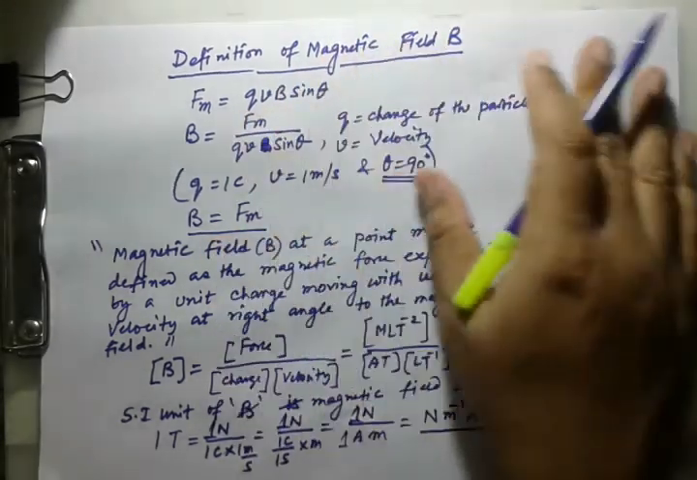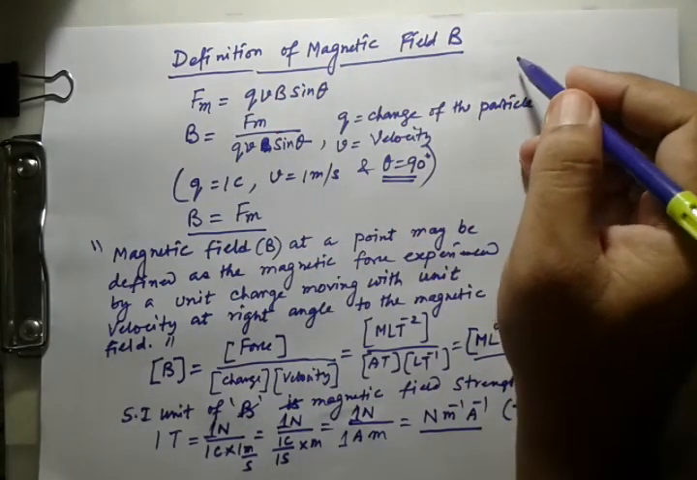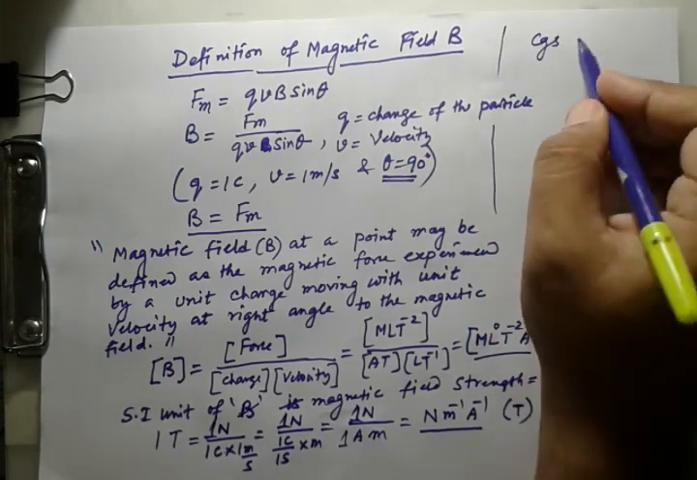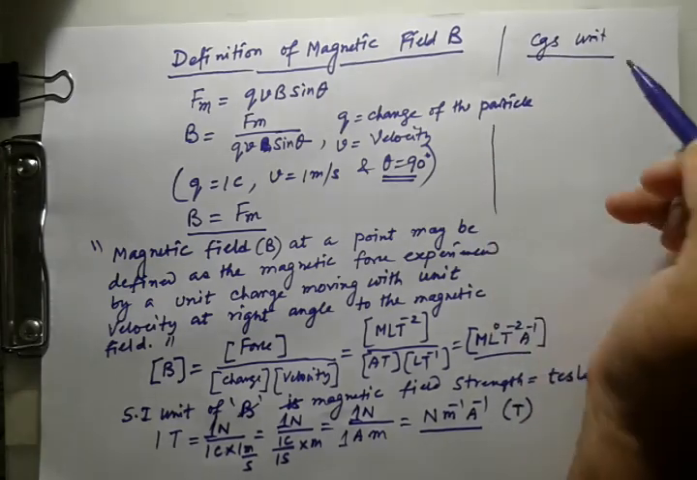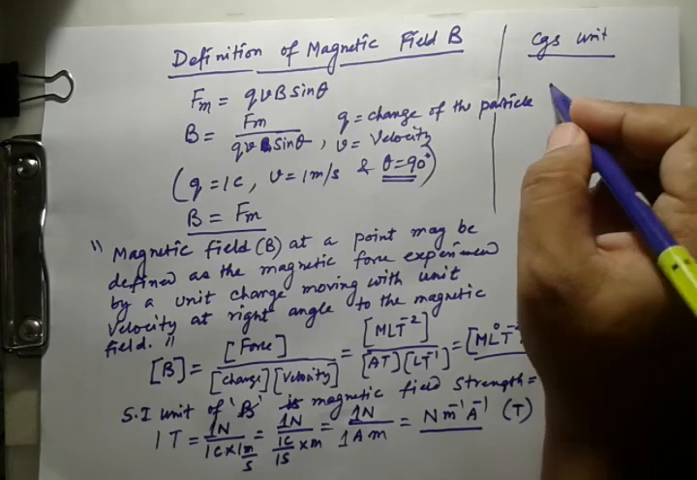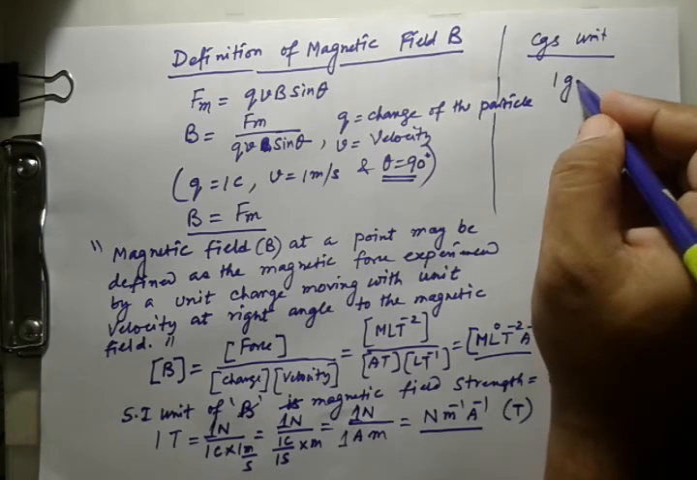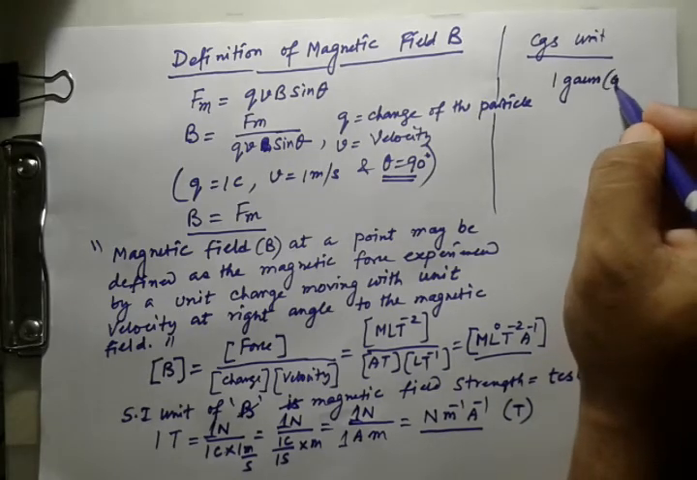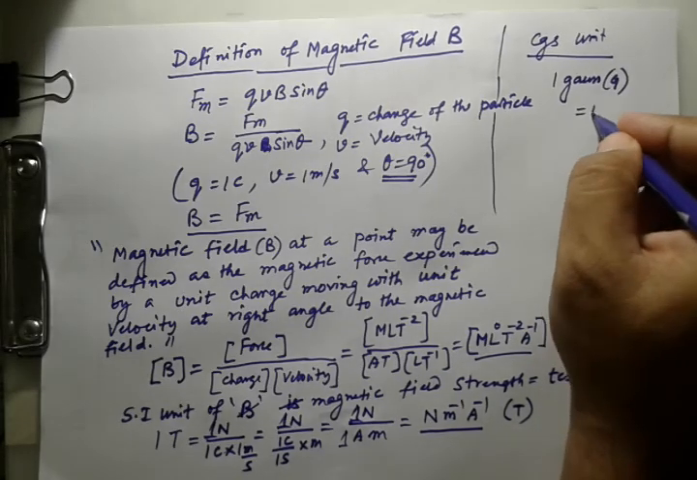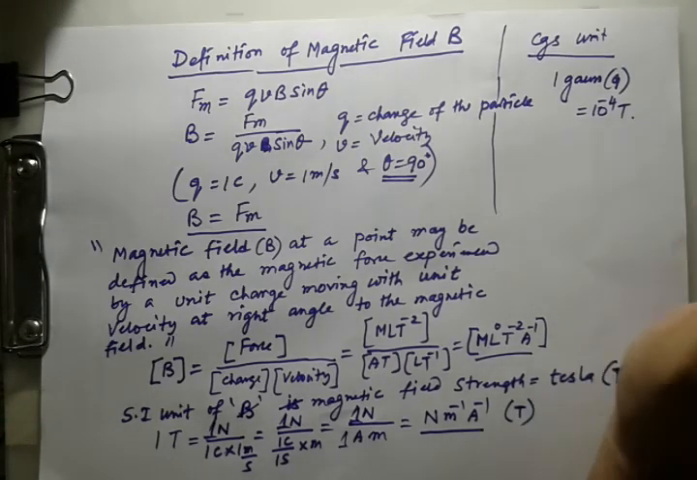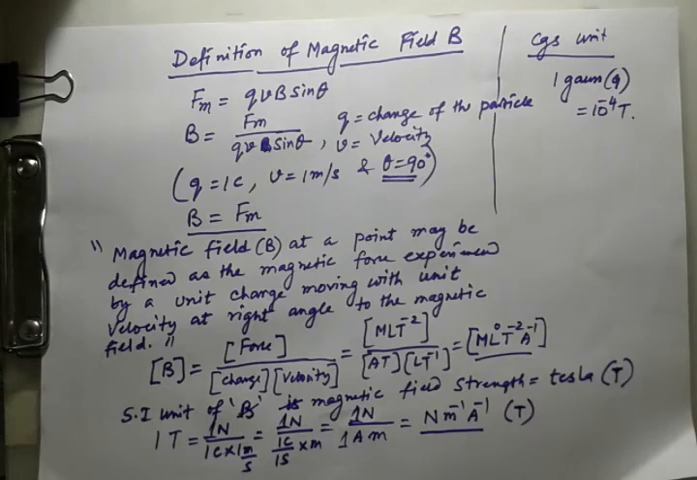Now I'll go to the CGS unit of the magnetic field. What is the CGS unit of magnetic field? That is called gauss. Remember this formula; this is also the name of a scientist. 1 gauss, capital G, is equal to 10 to the power minus 4 tesla. So these are the things we're going to learn today.